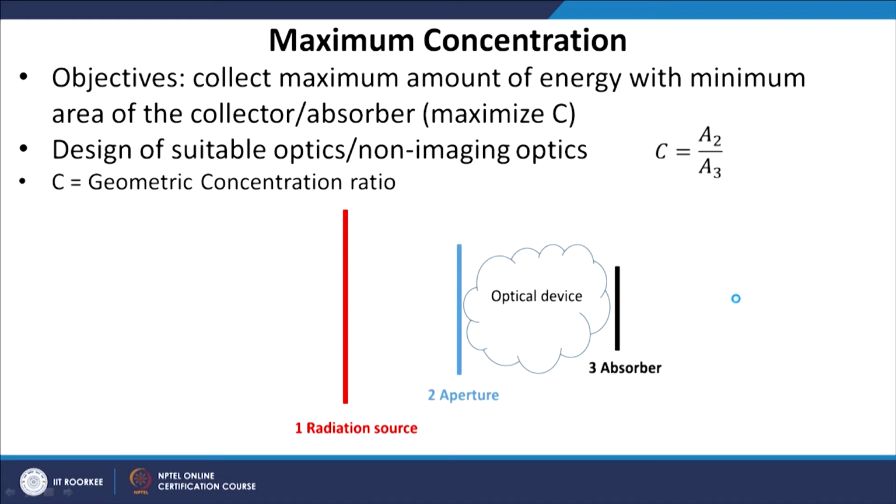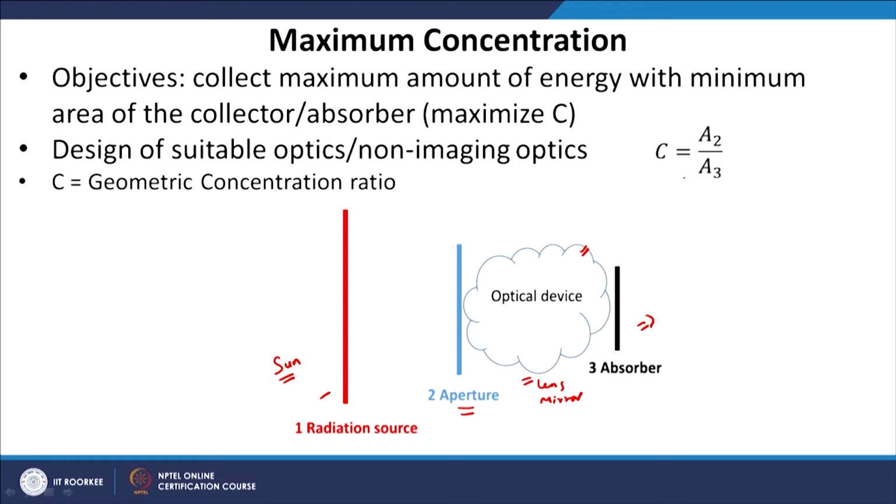So, let us see how we can design this using the view factor algebra that we have discussed. Let us say we have a radiation source, in this case the sun, and we have an aperture through which the radiation will enter. Then we use some optical device, maybe lenses or mirrors, which will focus all the energy onto this absorber. This is the plate on which we want to focus all the energy. So, our objective is to design this.